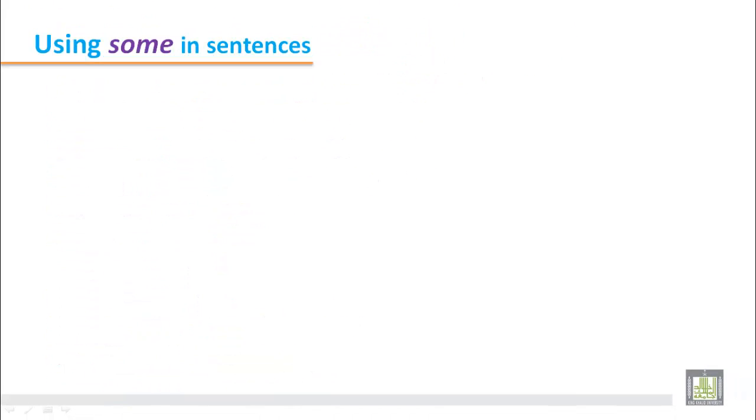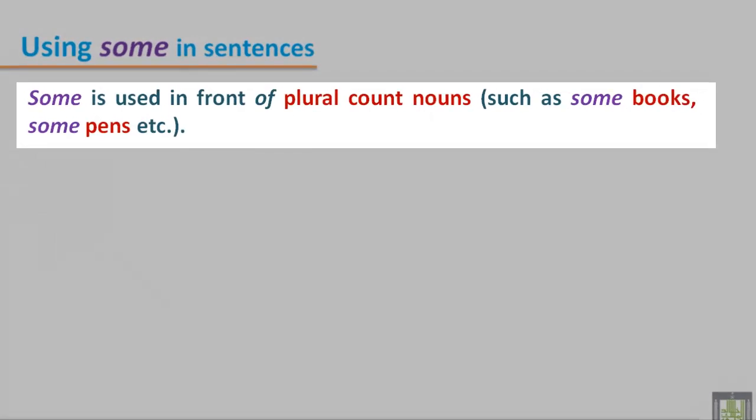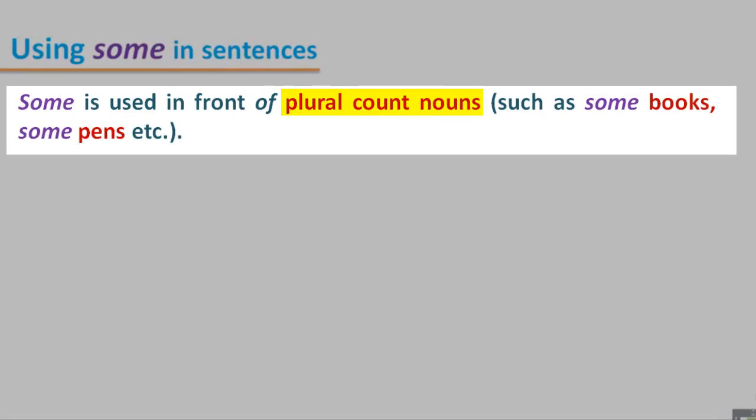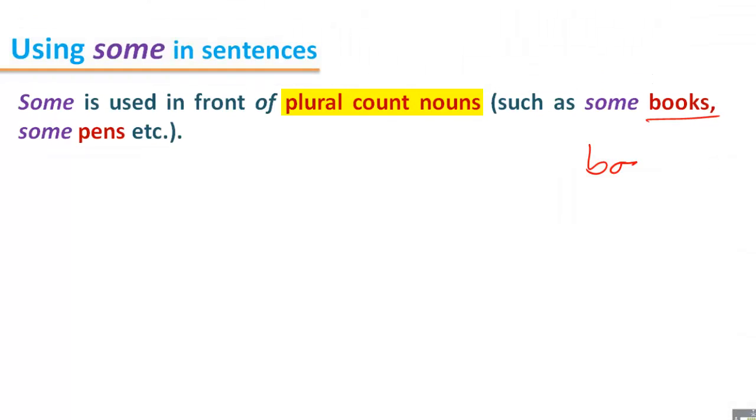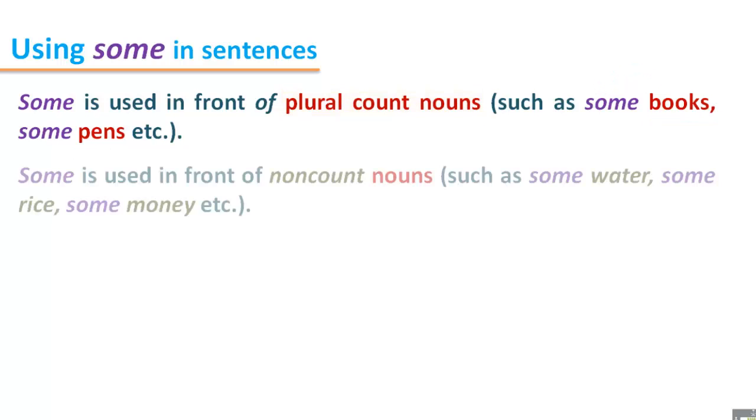Using some in sentences. Some is used in front of plural count nouns, such as books, and book is a countable noun, or we can count the noun like one book, two books, three books. So you can put some before this noun, some books. Some pens, also pen is a countable noun, so we can put some before pens.